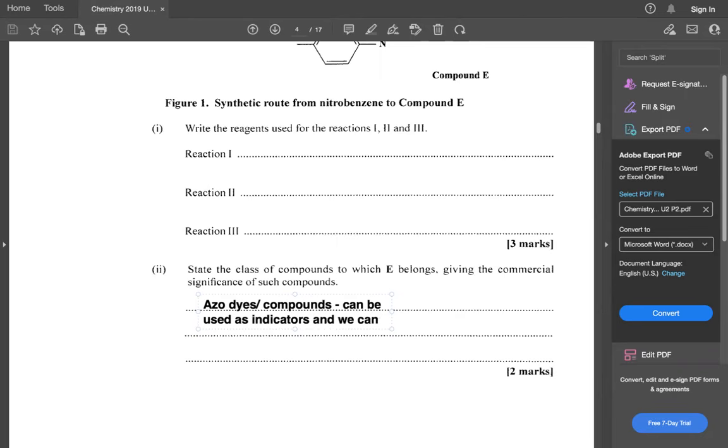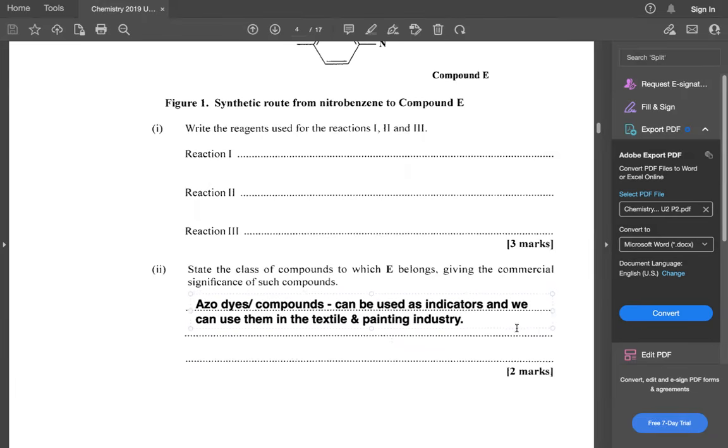and we can use them in the textile or clothing, right? So that's another name for clothing, and the painting industry. So to create paints, we can use them, okay? So we can use them in those industries, and we do use them in those industries commercially. So it's an azodye compound that we create.